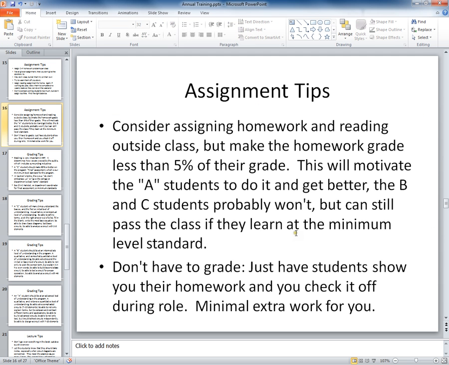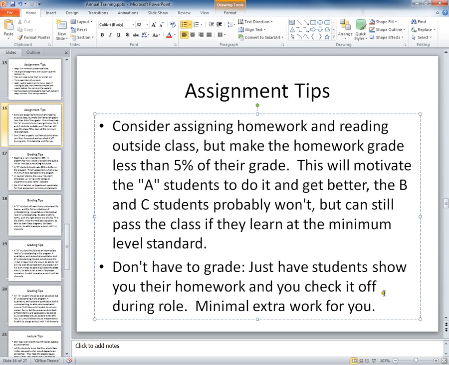You want to reward them for doing their homework. You want to give them a reason, an incentive, even if it's a small incentive.